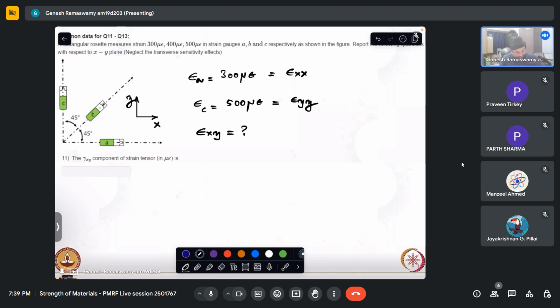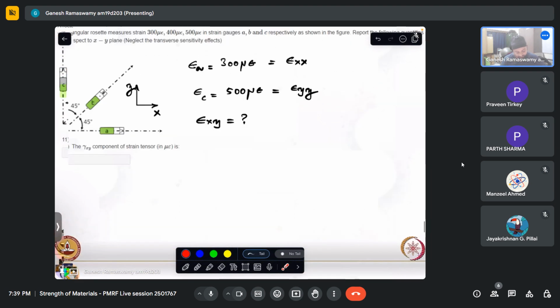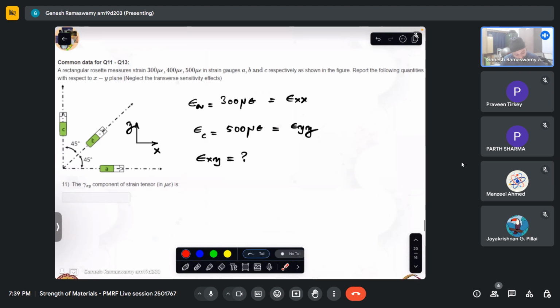Since it cannot be put one over the other in some specific problems, this is how generally it is measured. This distance is kept to a minimum, but nonetheless, it is trying to measure at this point. Please keep that in mind. And we don't know epsilon XY, which is what we are supposed to find. So we have two strain components. We don't have the third strain component, but we have what it transforms to.